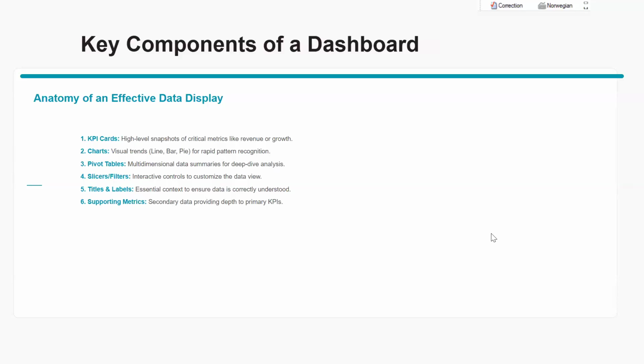Okay? Supporting metrics. Secondary data providing depth for primary KPIs. Okay?